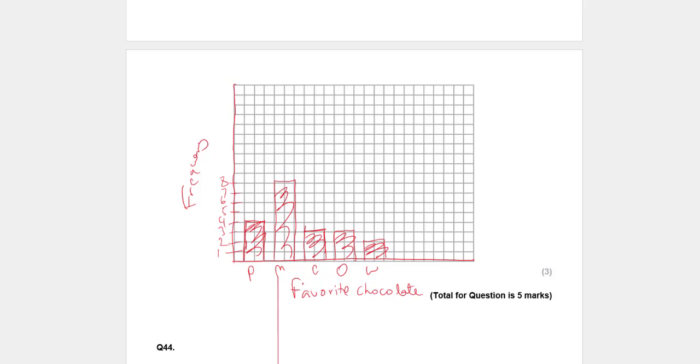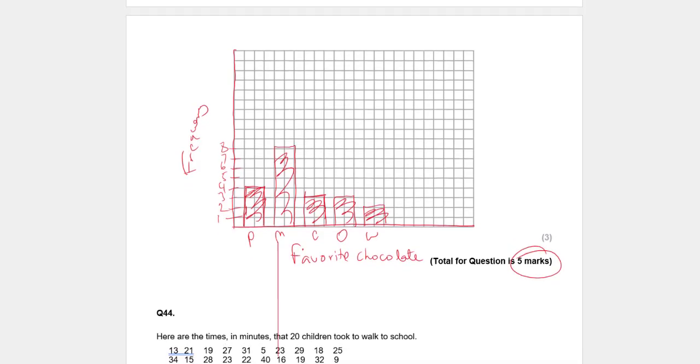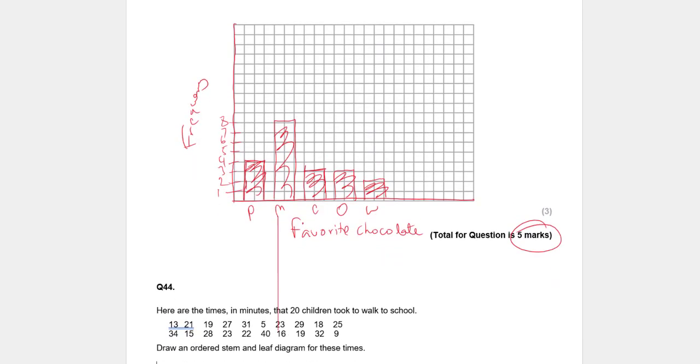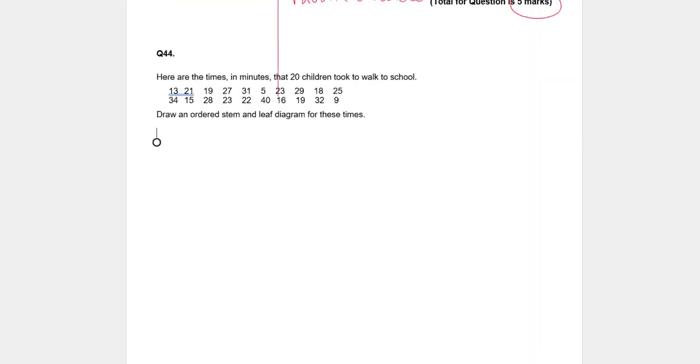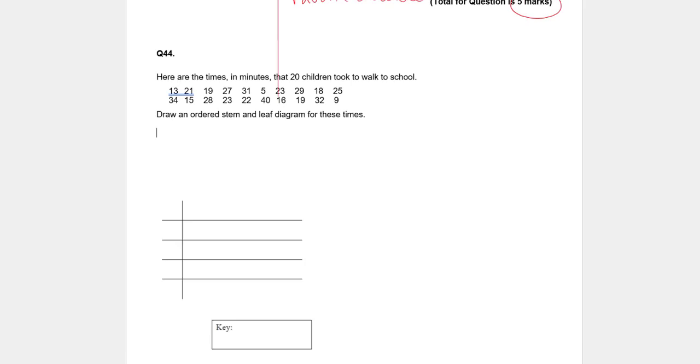Not the best bar chart. If it was drawn with pencil and ruler, it would have been much better. But it's easy marks. Please do use a ruler and pencil. Don't make any mistakes. If you do make mistakes, you can rub it out and correct it. So next we have a stem and leaf diagram.